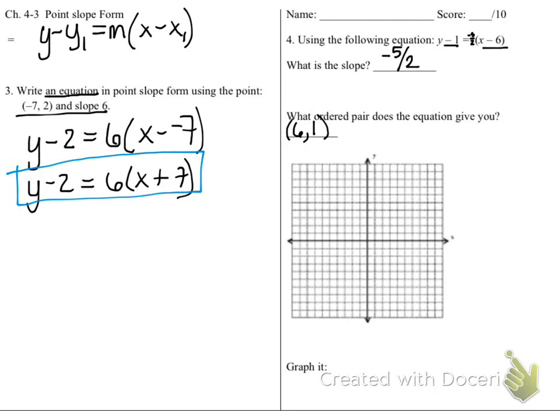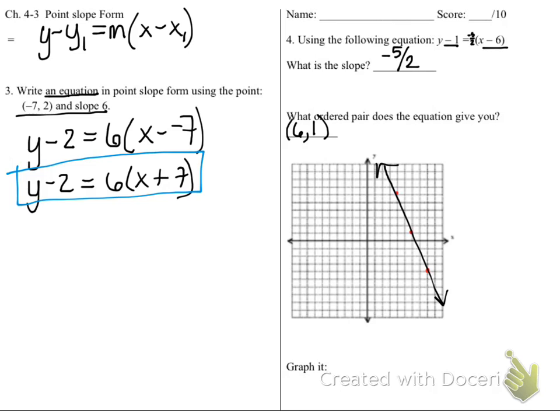And then remember that in order to graph it, we're going to start with that point, 6, 1, and then from there we're going to go down 5 over 2. Or we could go up 5, left 2. Oops, that's an ugly line. Try again. That's better. Alright, so that's how you solve those.